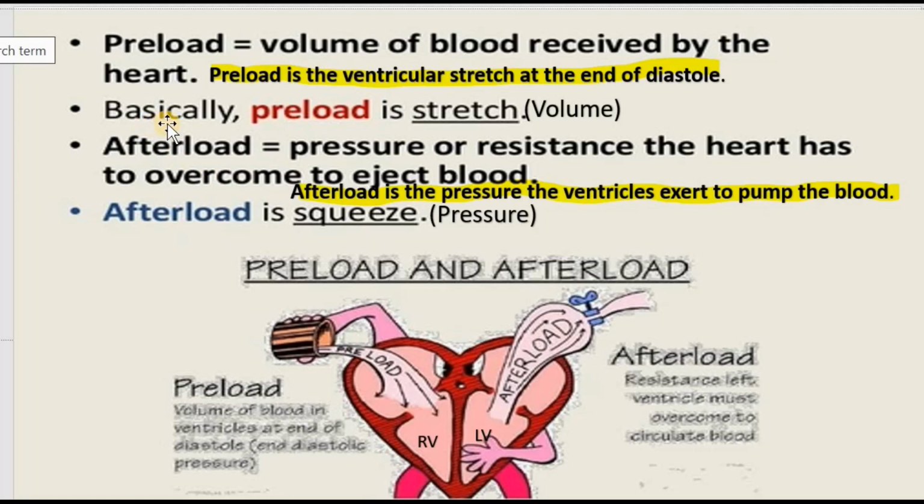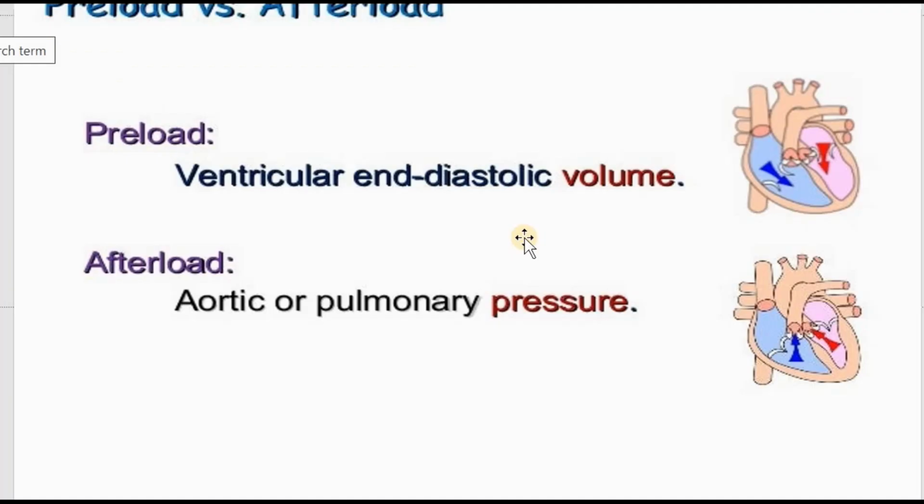Remember 2 key words so you can remember the idea of preload and afterload. Preload is the volume and afterload is the pressure. When the heart receives blood, the ventricles stretch. So preload is the ventricular stretch at the end of diastole, and it is equal to the volume. Whereas afterload is the pressure the ventricle has to exert to pump blood. Preload is the volume and afterload is the pressure.